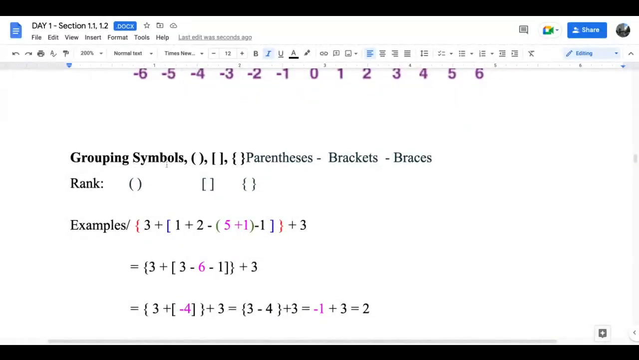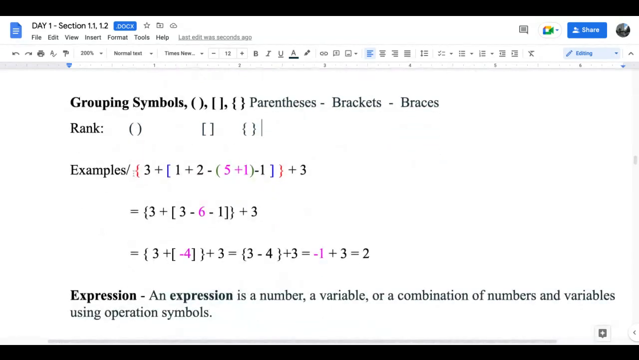And we use grouping symbols: parentheses, brackets, and braces. What about the rank? The innermost one we use first, then the second layer, then the outer layer. Let's see this one.